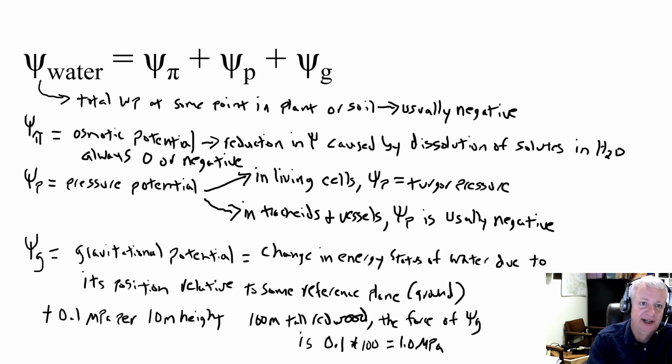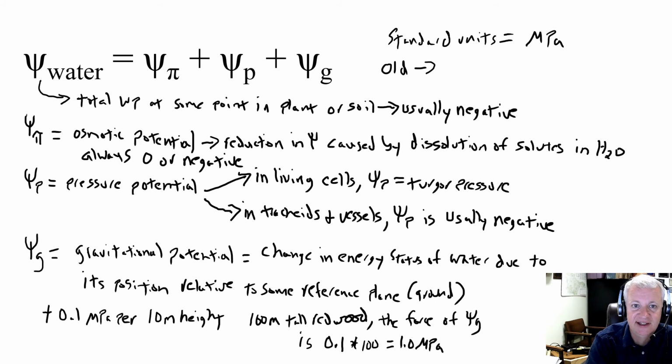And I should have mentioned this earlier, but the standard units for water potential are megapascals. These are pressure units. In some old literature, you'll see references to bar. So 1 bar equals approximately 0.1 megapascals. Okay?